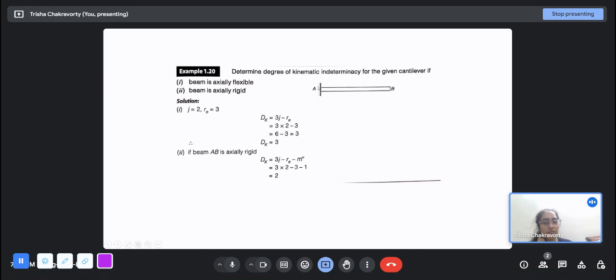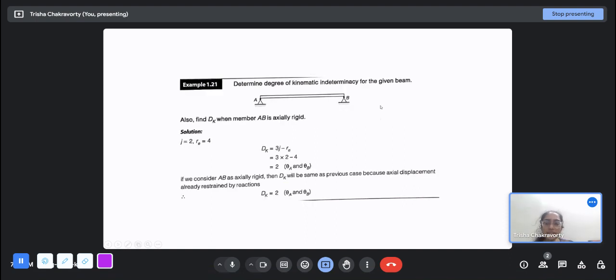However, there is a fixed support. And what does this fixed support do? It restrains the vertical displacement, horizontal displacement, and z rotation at A. So it gives 3 reactions. So 6 minus 3 is 3. So here the degree of kinematic indeterminacy, if the beam is axially flexible, is 3. But if the beam is axially rigid, then basically the delta x here is not free. So this has only 2 degrees of freedom: vertical displacement along B, and the slope along B.